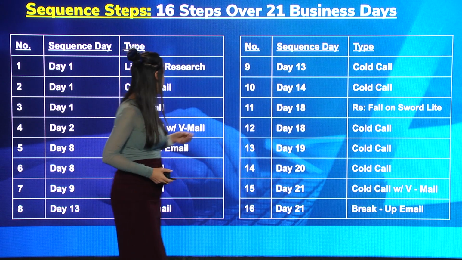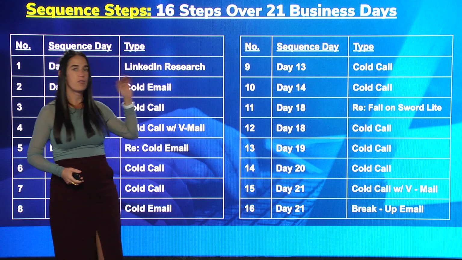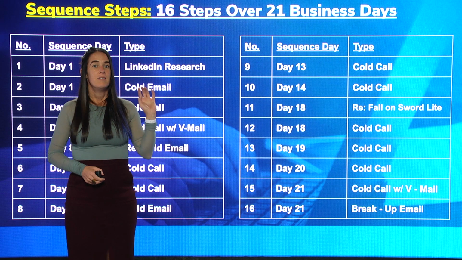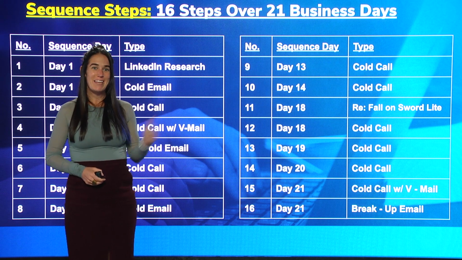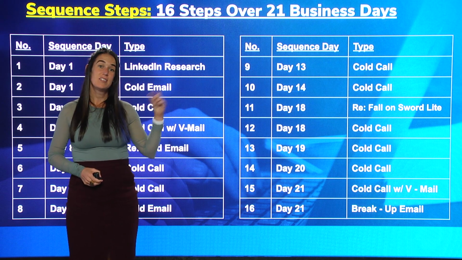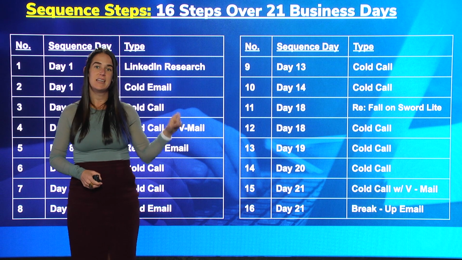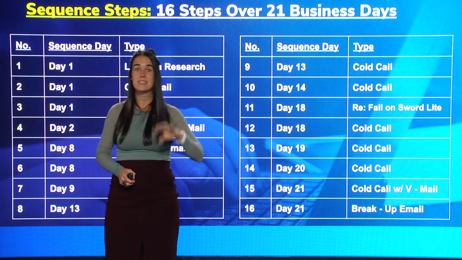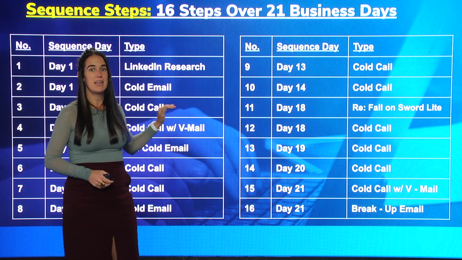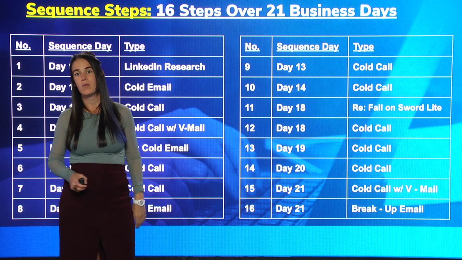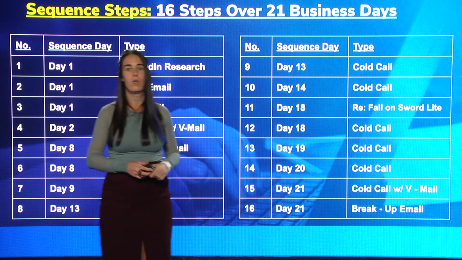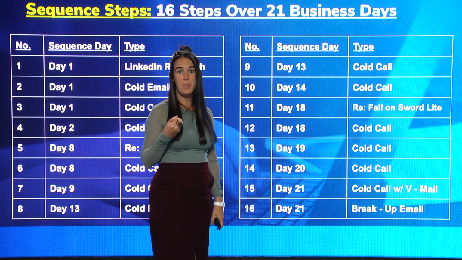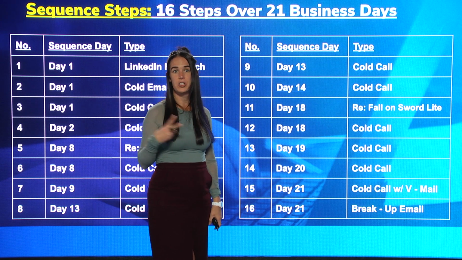Pod 3 is going to start on day 13 and go 13, 13, 14. Cold email, cold call. The fourth pod is going to start on day 18, which is a 4-day delta. So now we're speeding up. Day 18, 18, 19, cold email, cold call. And then the fifth pod is going to be immediate. So it's going to be day 19, 20, 21, 21, with a cold call with voicemail, and then a cold email. So basically every pod has 3 steps, a cold email and 2 cold calls.